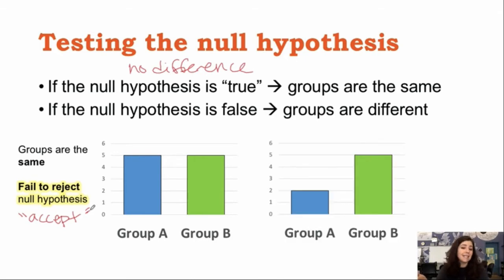On the other hand, if we had data that looked like this, the groups are quite obviously different. So in this case, we would reject the null hypothesis. These groups are not the same. Okay.